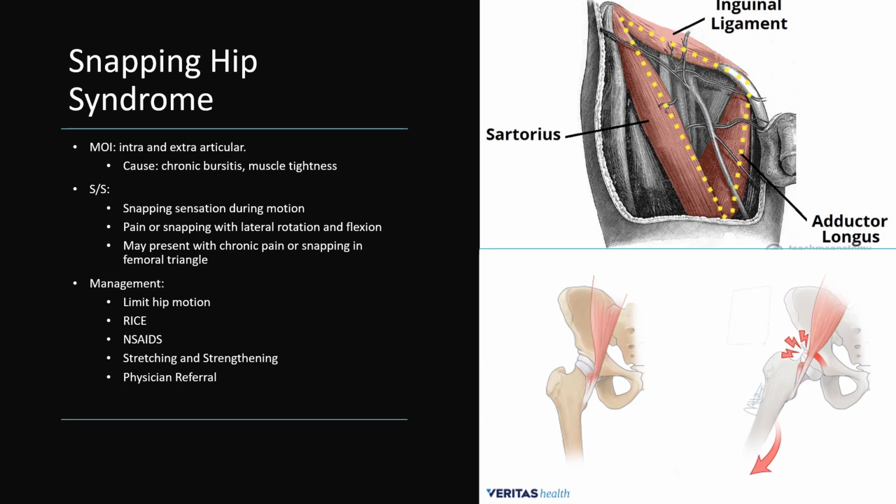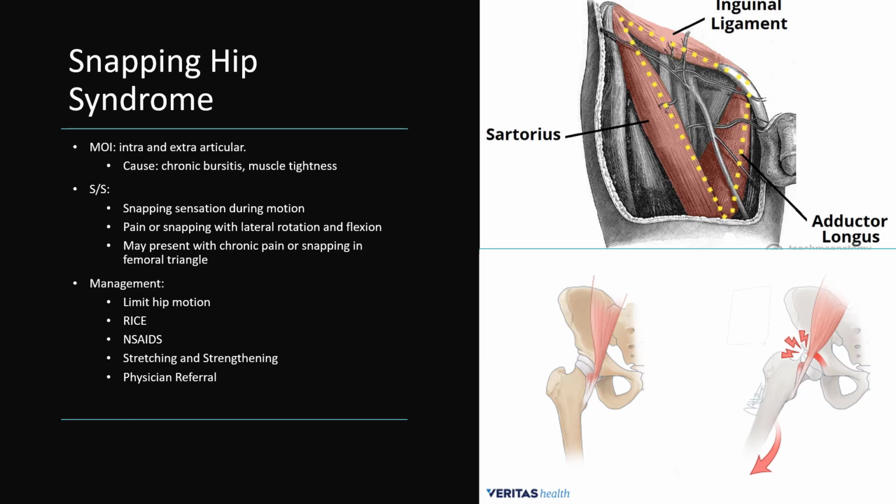Snapping hip syndrome is characterized by a snapping sensation rather than pain that is either heard or felt during certain motions of the hip. It usually occurs when a patient laterally rotates and flexes the hip joint while balancing on one leg. If the iliopsoas bursa is affected, the patient may complain of snapping, chronic pain, or both in the femoral triangle of the medial groin. The femoral triangle is shown in this image.